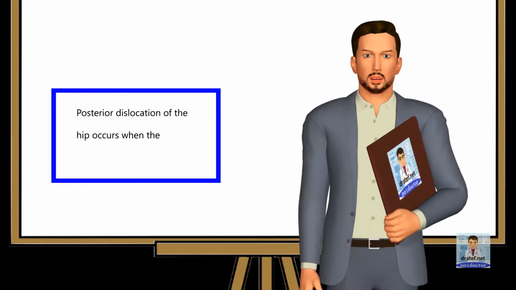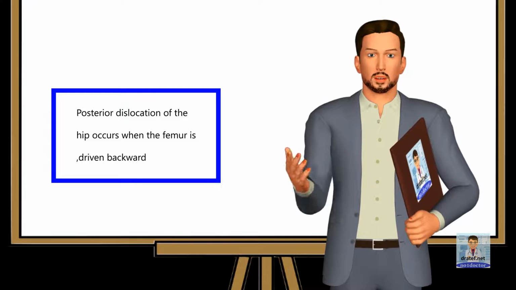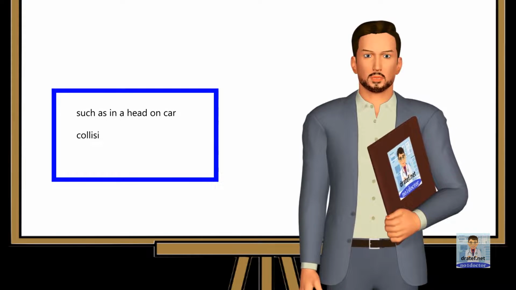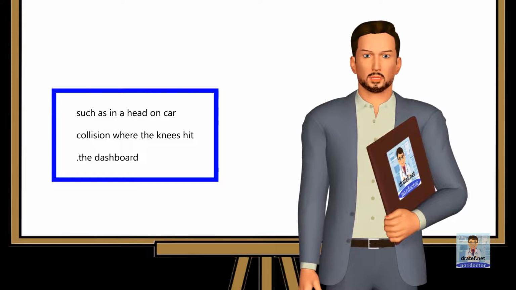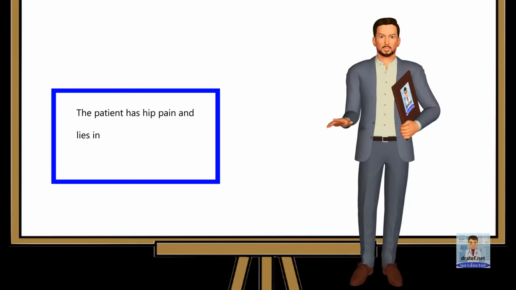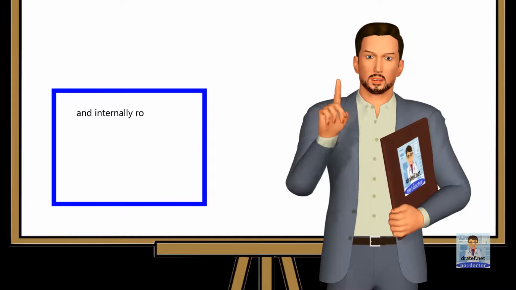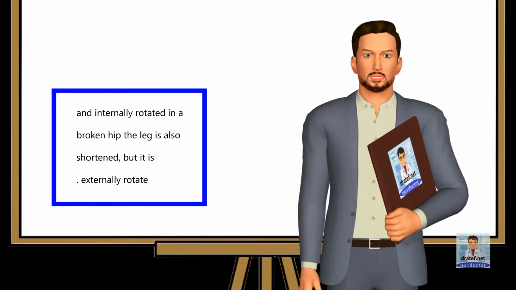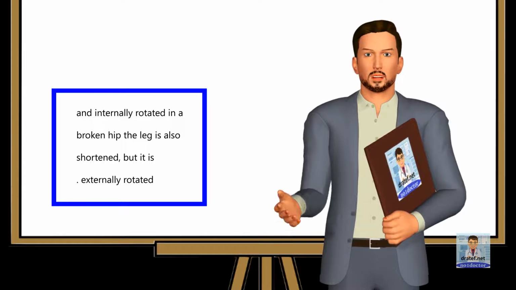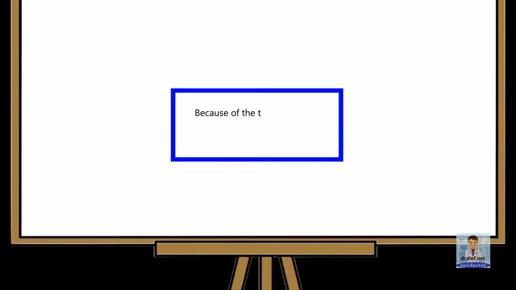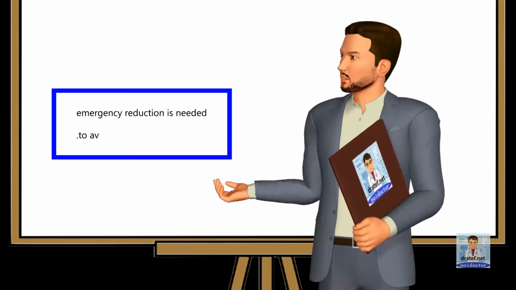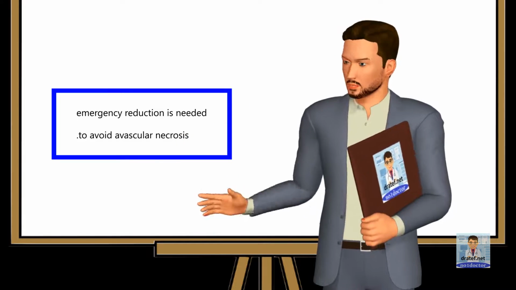Posterior dislocation of the hip occurs when the femur is driven backward, such as in a head-on car collision where the knees hit the dashboard. The patient has hip pain and lies in the stretcher with the leg shortened, adducted, and internally rotated. In a broken hip, the leg is also shortened, but it is externally rotated. Because of the tenuous blood supply of the femoral head, emergency reduction is needed to avoid avascular necrosis.